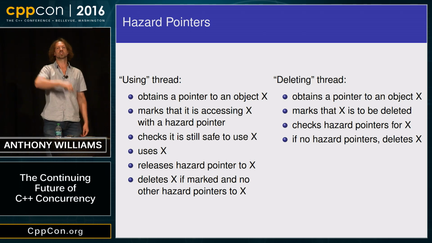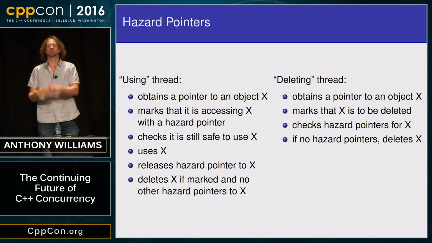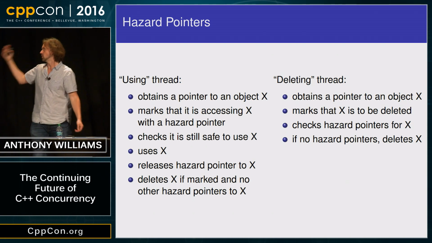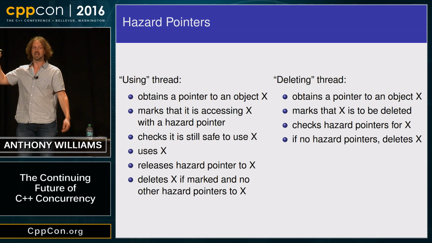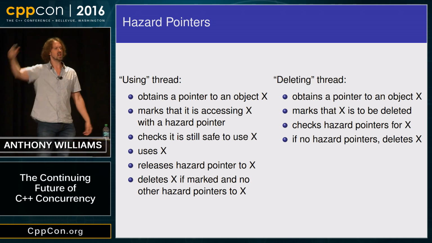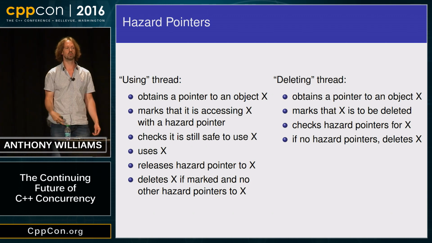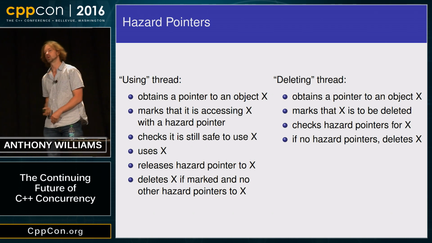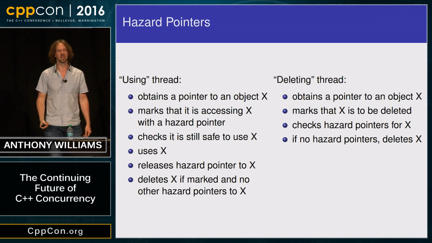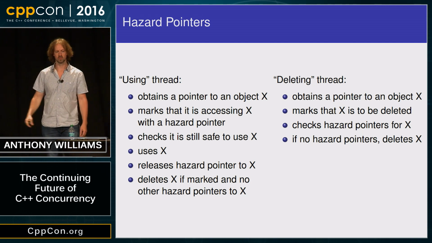If a thread is actually trying to do the deleting, deliberately trying to remove it from a data structure, then again, you start by obtaining the pointer, you mark that it is now to be deleted, and then you check the hazard pointers. And if somebody holds a hazard pointer, then you have to put it for reclamation later. Otherwise, you can delete it right now.